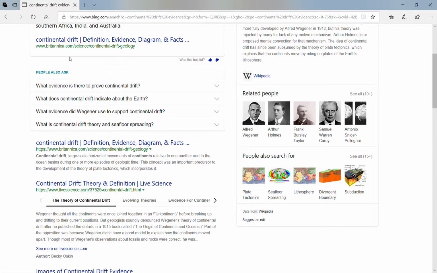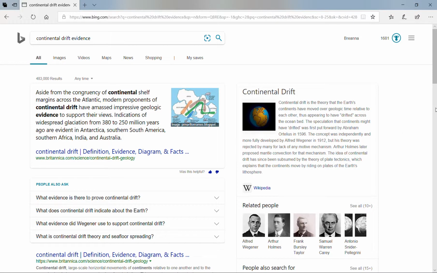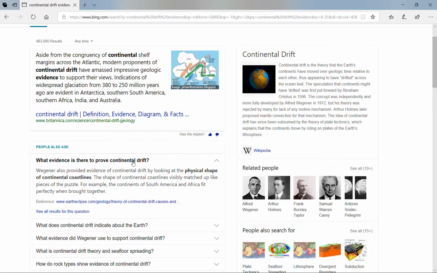There was also fossil evidence. There were fossils found in Antarctica and then somewhere else. So Alfred Wegener's evidence is that the coastlines visibly matched up like pieces of a puzzle. Right here it says that.